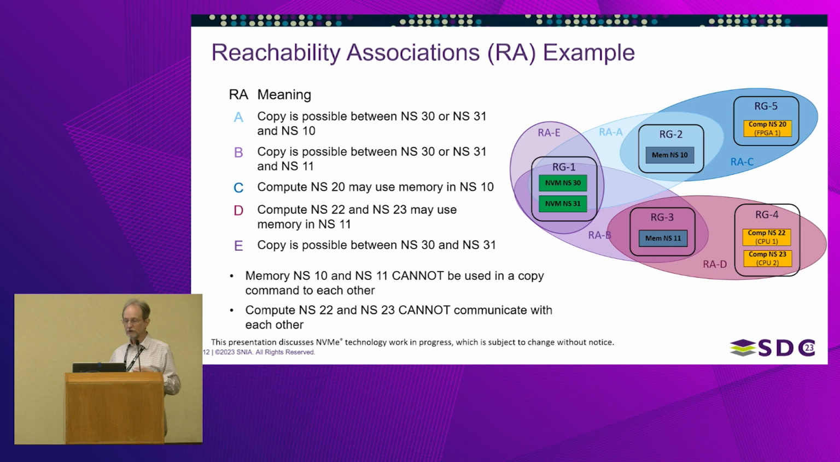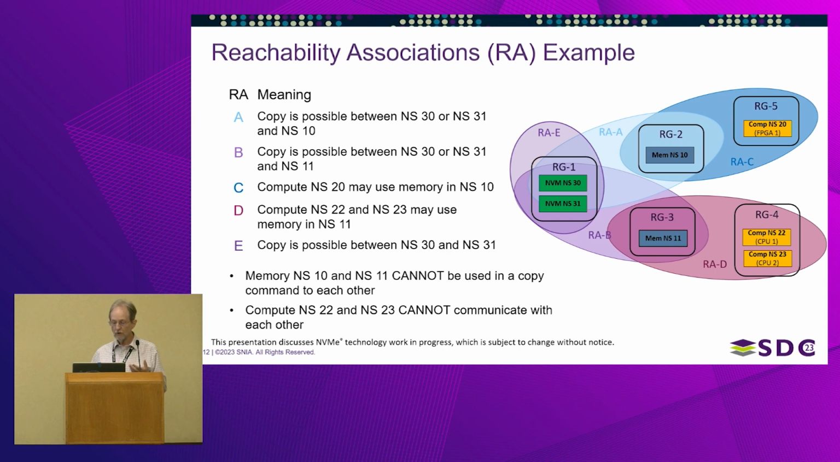So what that shows is when I get to reachability association E, reachability association E only has reachability group 1. And that in turn specifies that namespace 30 and namespace 31 are able to communicate with each other. What does that mean? Well, these are NVMe namespaces. That means that a copy command that specifies one of these namespaces as its source can specify the other one of these namespaces as its destination.